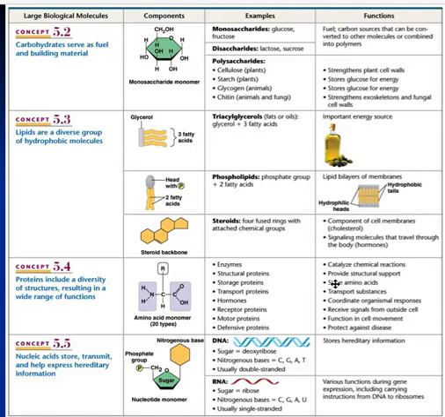That's just a general overview of the four major macromolecules. If you want to take notes or print, take a screenshot and print. This is a good graphic organizer for you to use to study.